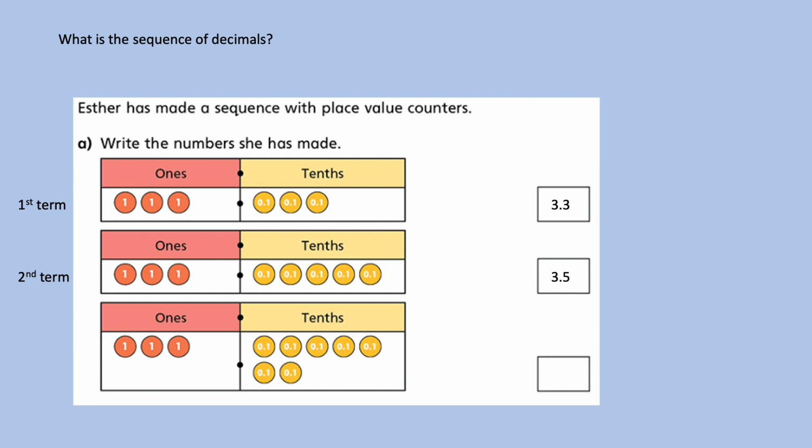Now, last of all, in the third box, there are 3 ones and 7 tenths. Okay, so our third term in the sequence is 3.7. Now, just have a think. What do you think the rule could be for this sequence? First of all, from the first term to the second term, it adds 0.2 or 2 tenths. And from the second term to the third term, there's an addition of 2 tenths or 0.2. So the rule is add 0.2, okay?